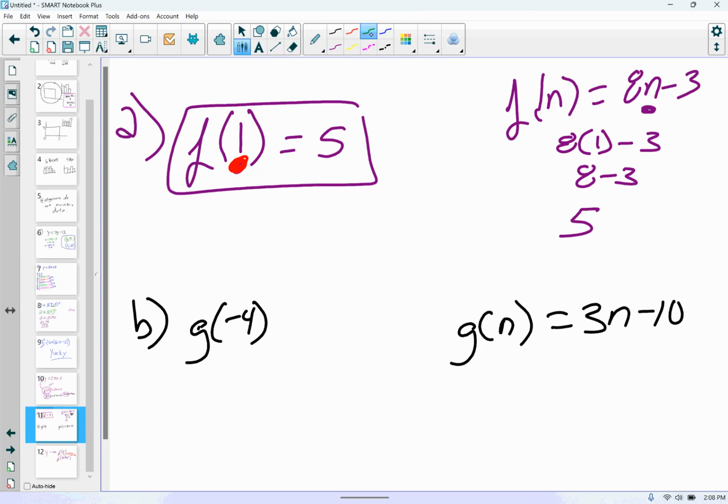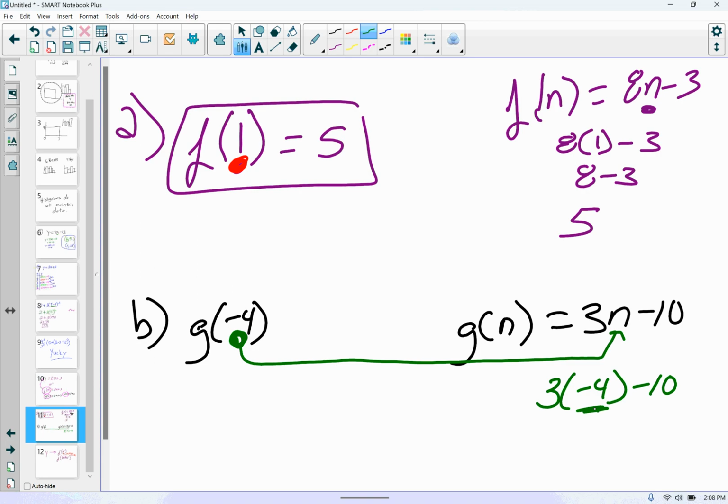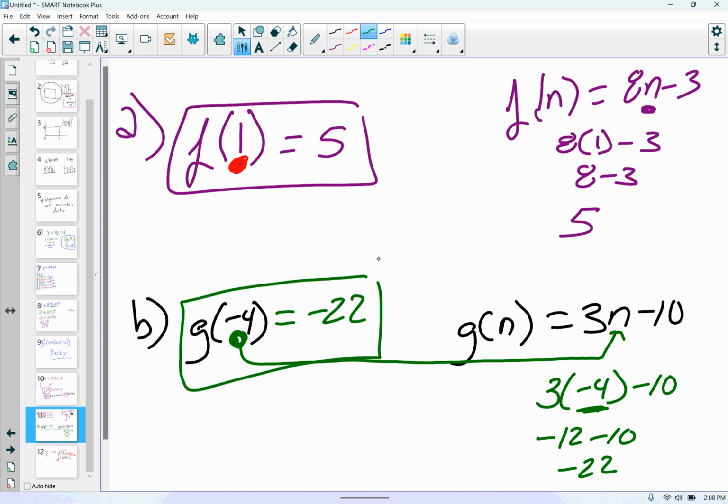So watch this. Ready? This is going to go and replace this to look like that. This is where n used to be. That n could be an x, could be a g, could be any letter. So then here we just go, okay, that's negative 12 minus 10. So that's negative 22. So g at negative 4 is negative 22. So this is the answer.